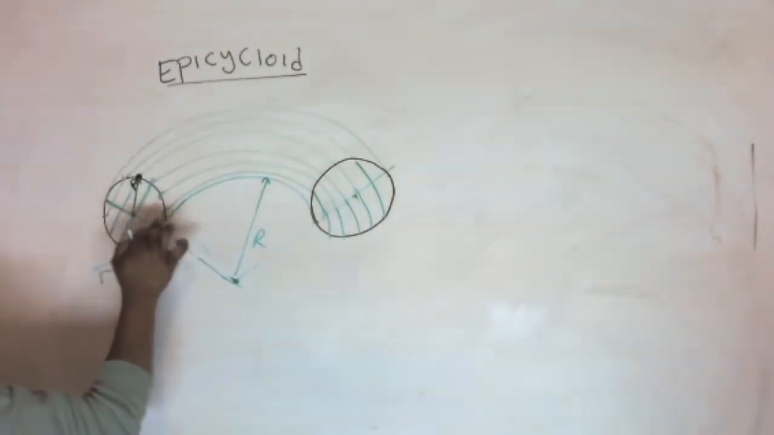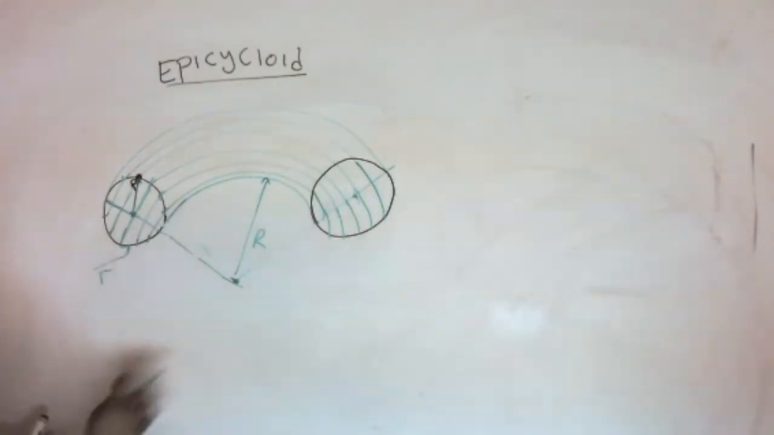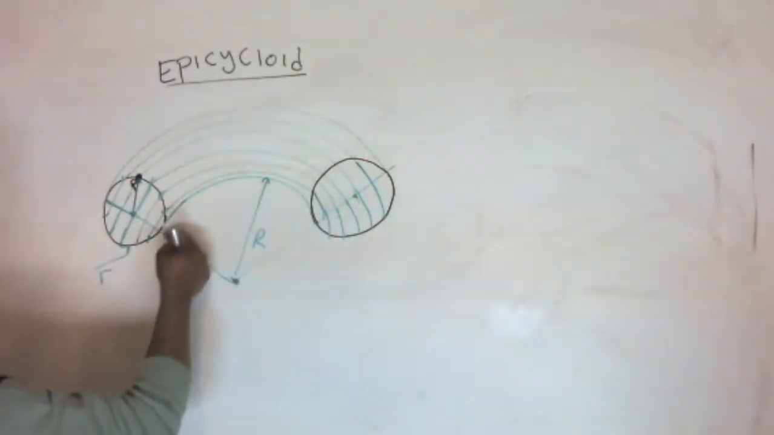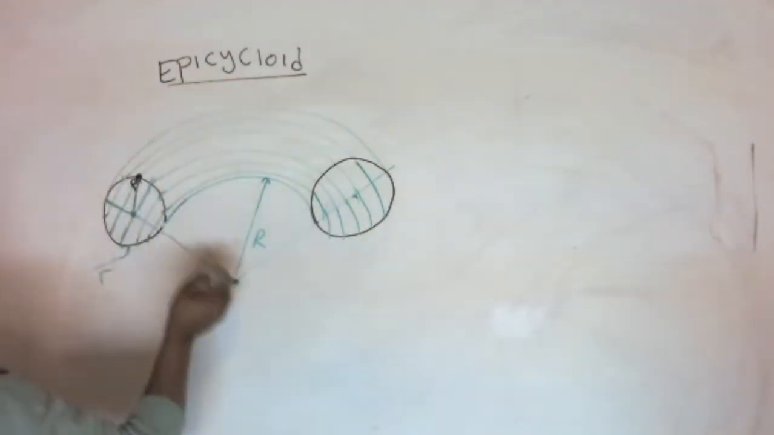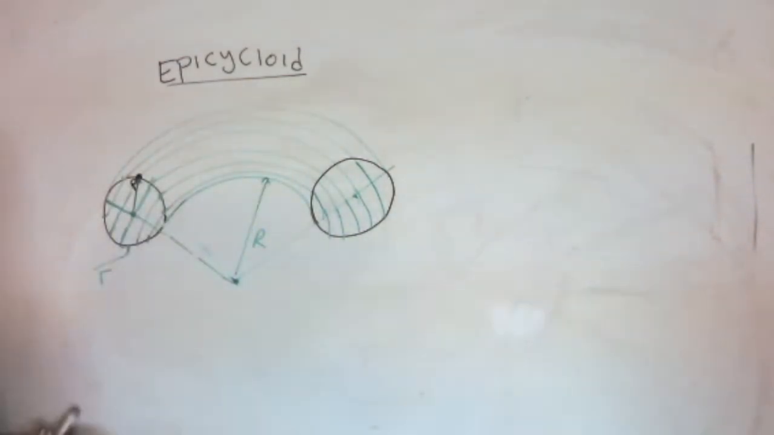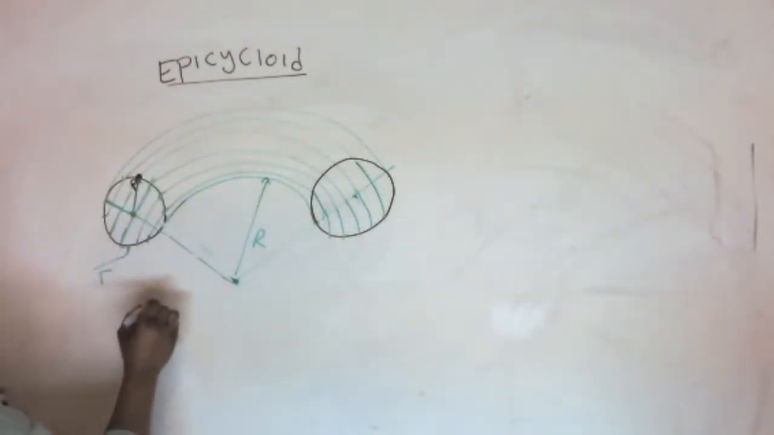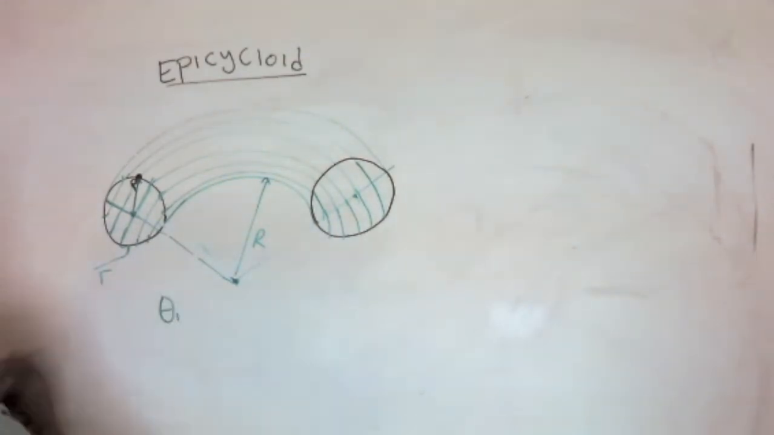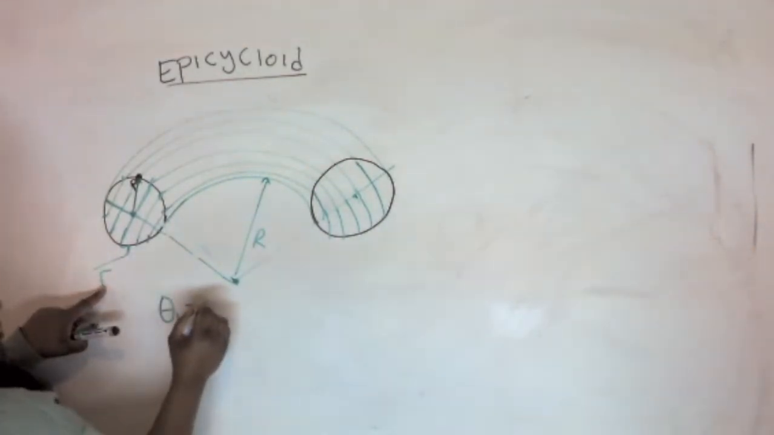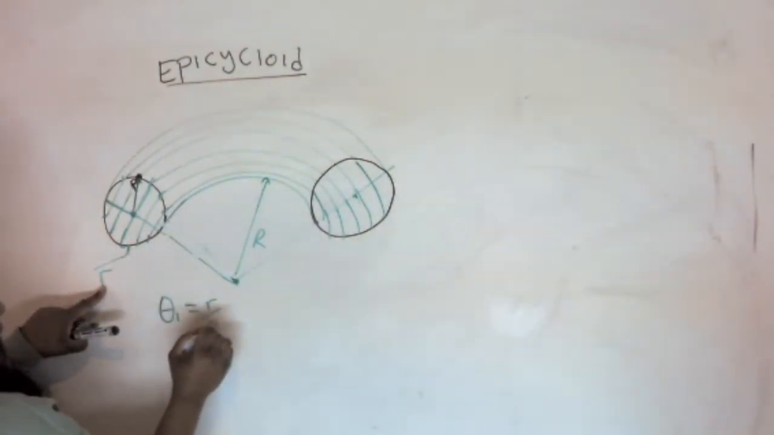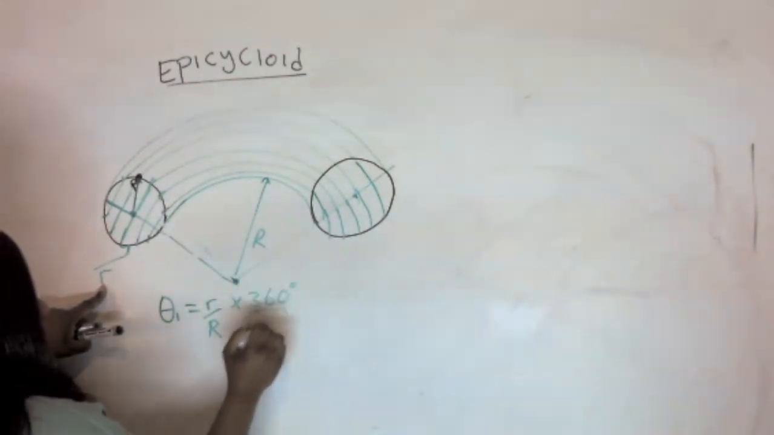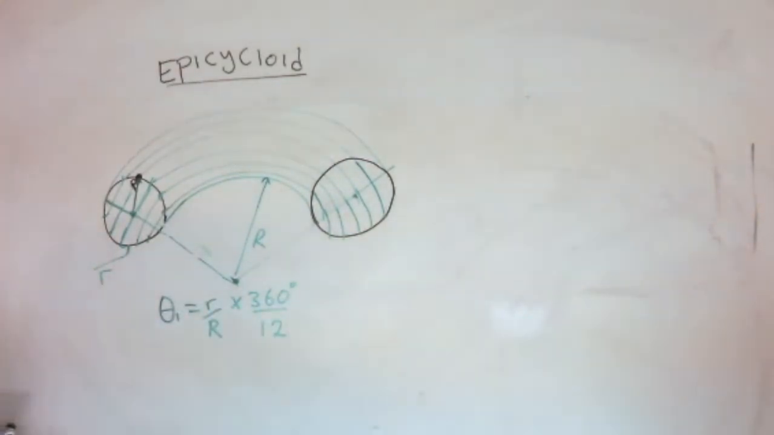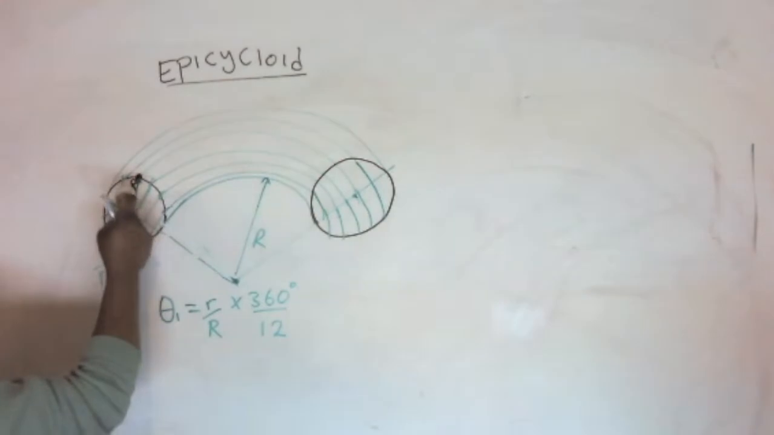So what we are going to do, we are no longer working with pi times diameter here, because the rod is a curvy rod. So you need to divide the divisions here, which are the angular divisions. And those angular divisions, we solve using theta equals small r divided by big R, times 360 degrees divided by 12. That is the formula. What is this formula? It's to get the angular divisions.